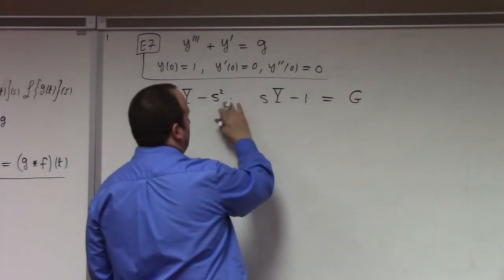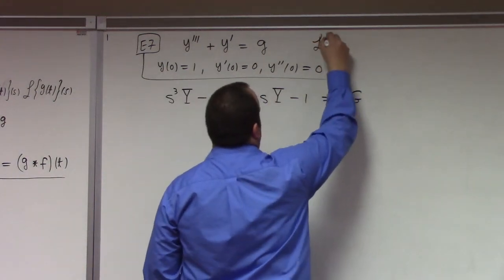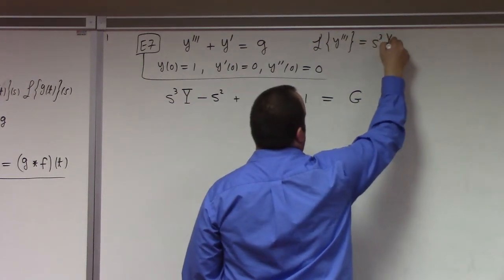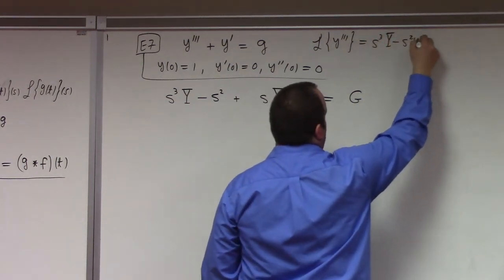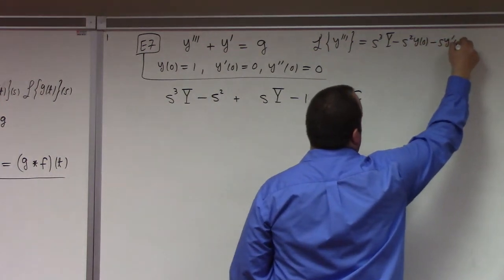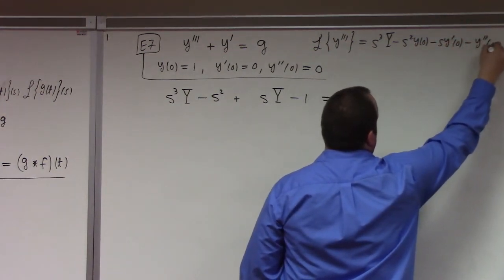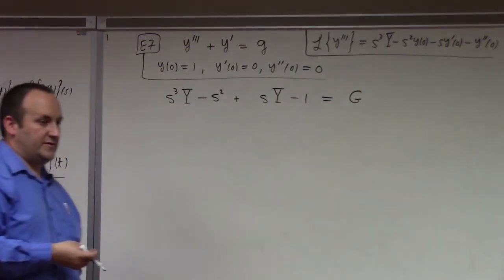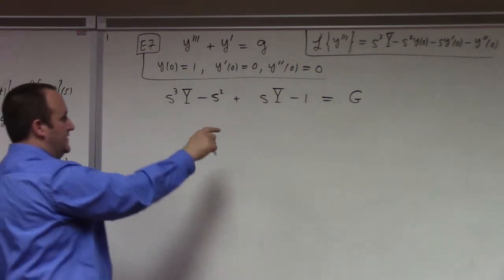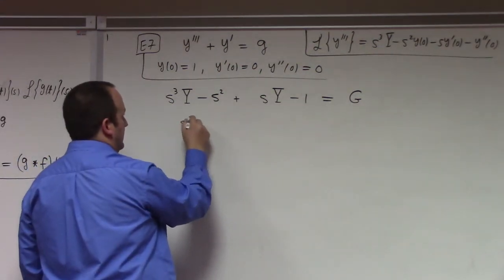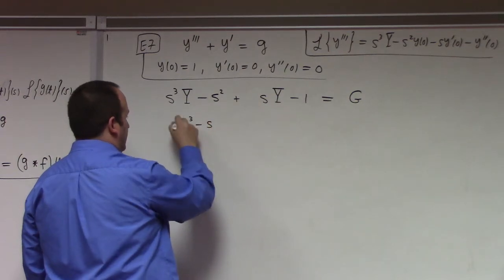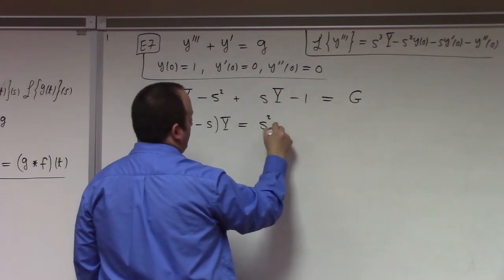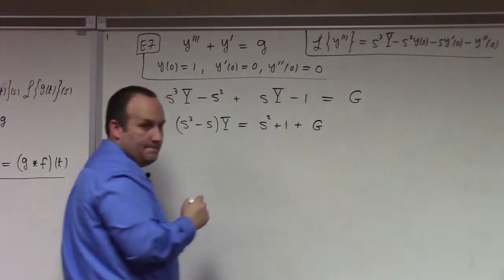because the general rule, of course, is the Laplace transform of y triple prime is equal to s cubed big Y minus s squared y of 0 minus s y prime of 0 minus y double prime of 0. That's the rule for the third derivative. We haven't seen it in examples yet, but that is what it is. Okay, so then this gives us s cubed minus s times big Y equal to s squared plus 1 plus big G.